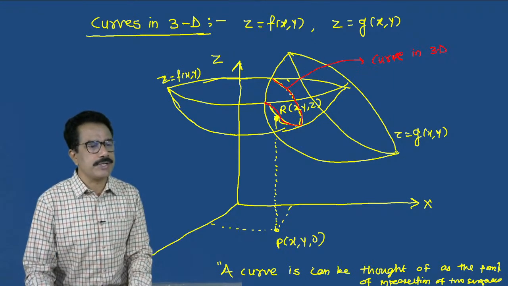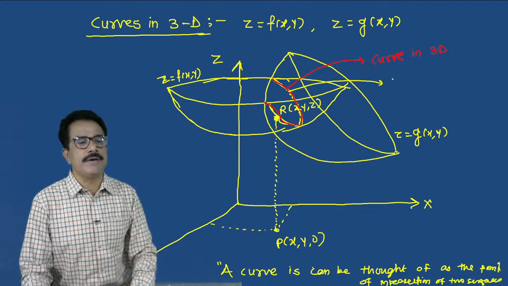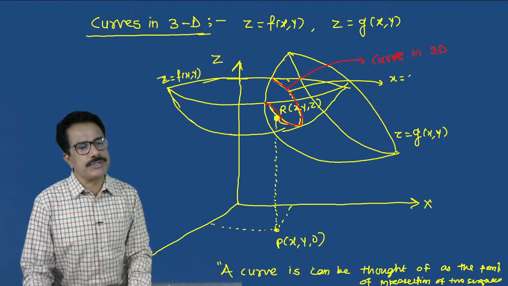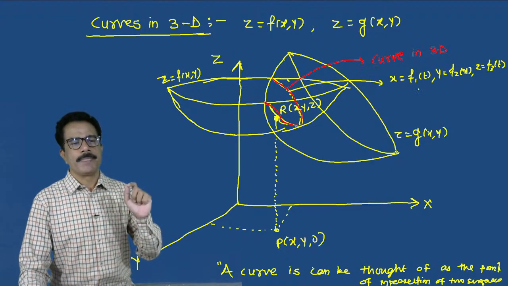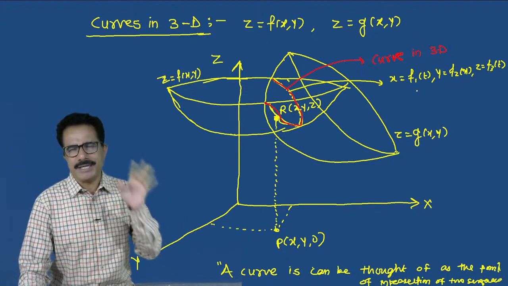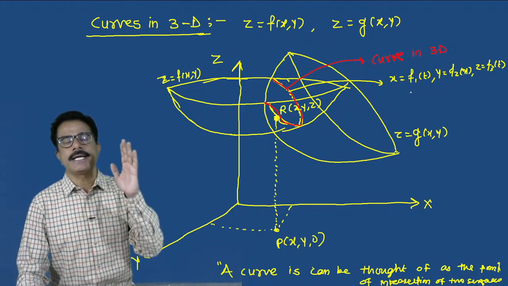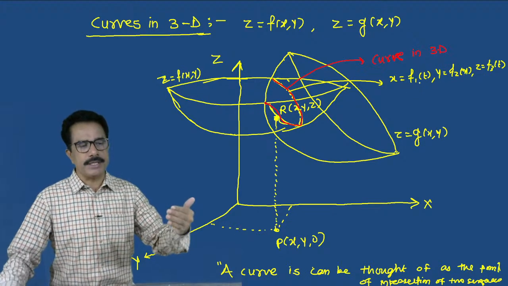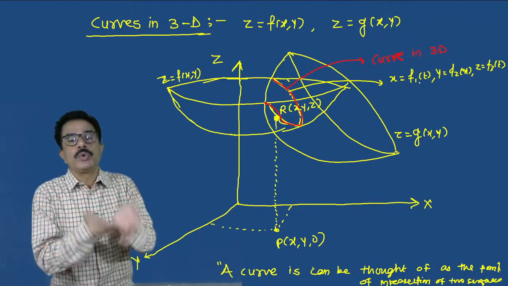We can express the equation of a curve in parametric form: x is equal to f1 of t, y is equal to f2 of t, z is equal to f3 of t. This is the parametric equation of the curve in three-dimensional geometry. But in the geometric form, you must know the basic idea regarding the curve in three-dimensional geometry: it is the intersection of two surfaces.